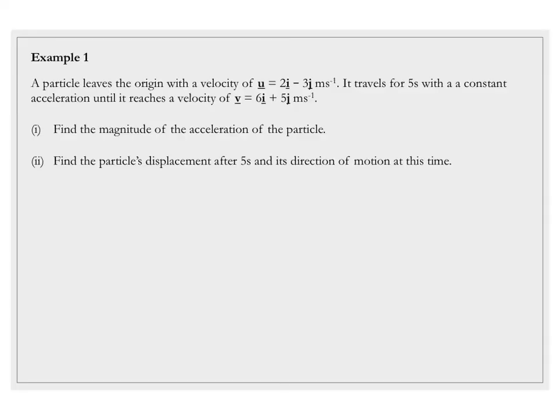Let's have a look at two examples of situations where we will use the vector equivalent of these SUVAT equations. So we have a particle which leaves the origin with a velocity of u equals 2i minus 3j meters per second. Notice the vector velocity we're given here. It travels for 5 seconds with a constant acceleration until it reaches a velocity of v equals 6i plus 5j meters per second. Now, part 1, we need to calculate the magnitude of the acceleration of the particle.